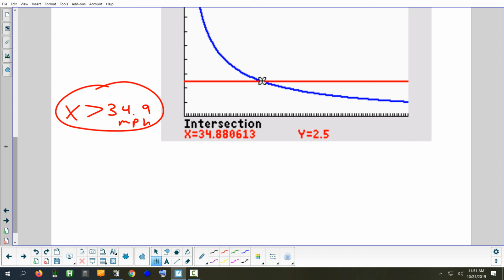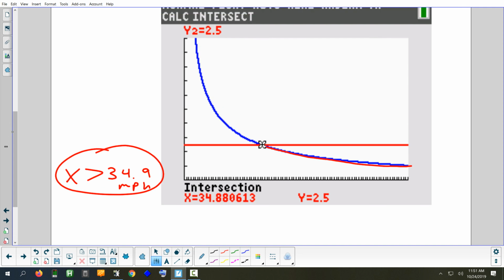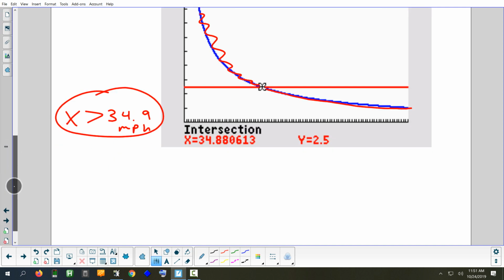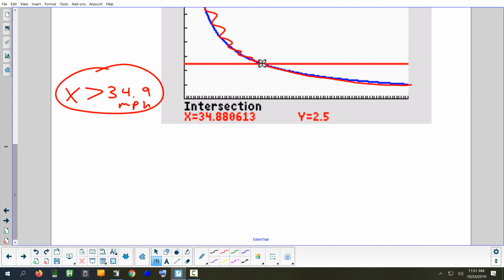If she travels at a speed greater than 34.9 miles an hour, she'll be traveling in this blue section. That will guarantee her time is under 2.5. If she's going slower than 34.9, she's going to be in this section. Now her time to do the trip is above 2.5. You don't want it above, they want it less. Okay? Any question on solving that one? Okay.